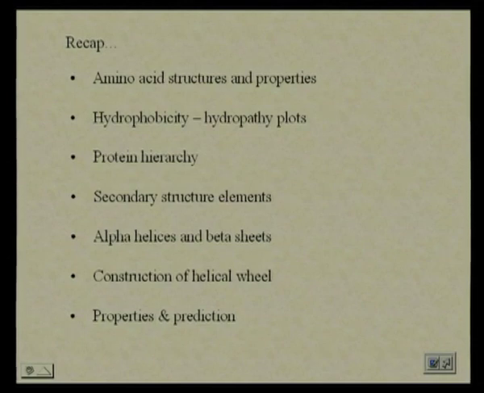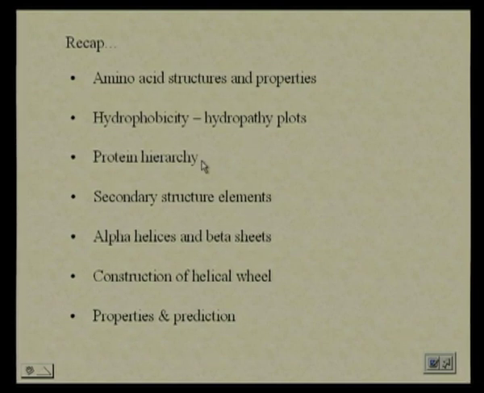Okay, we complete our discussion on protein structures today, and just to recap on what we have done so far. Initially, we studied the different amino acid structures and their properties. We considered hydrophobicity as the most important property of amino acids and constructed hydropathy plots to determine which regions of the protein amino acid sequence are actually hydrophobic in nature, which would occupy the core of the protein.